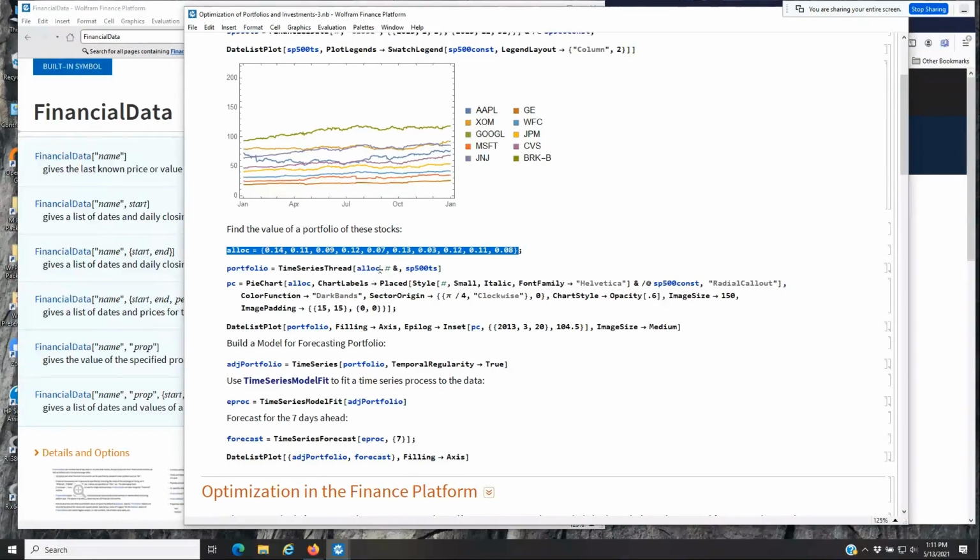Once I've got my allocation, I take a simple dot product. For those of you who've done some maths, a dot product is merely this: the allocation is a vector, and the returns are a vector, and the dot product of the two is the sum of the allocations for each of the stocks. So this will define our portfolio.